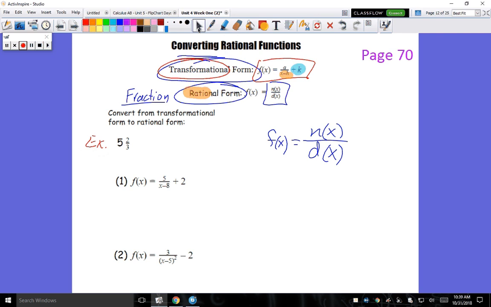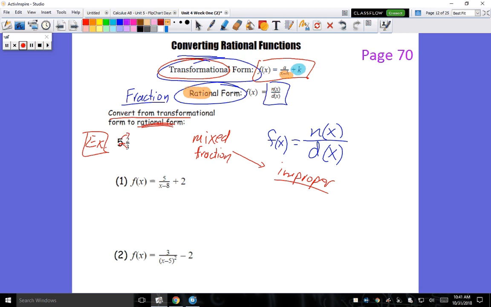Let me pass. Okay, so resuming the video, we are looking at converting from transformational to rational form. A way you can interpret that is, I'm converting from a mixed fraction representation, and I'm going to something that we used to do a lot back in the day, to an improper fraction form. Okay? So 5 2/3 is the same as multiplying 3 with 5 to get 15, and then adding 2.